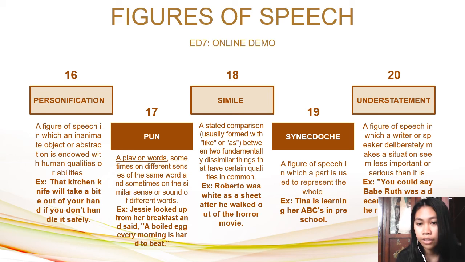Lastly is understatement. Understatement is a figure of speech in which a writer or speaker deliberately makes a situation seem less important or serious than it is. Example: if you think Babe Ruth was a decent ball player, the reporter said with a wink.